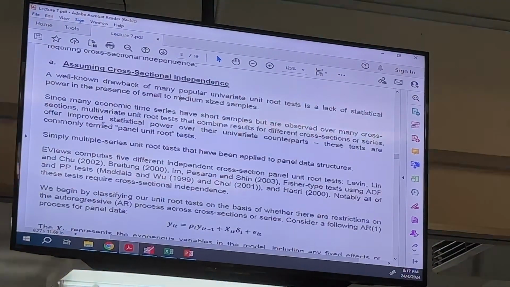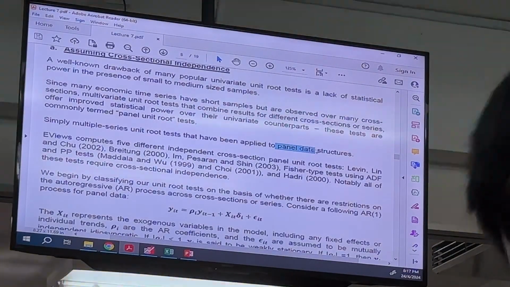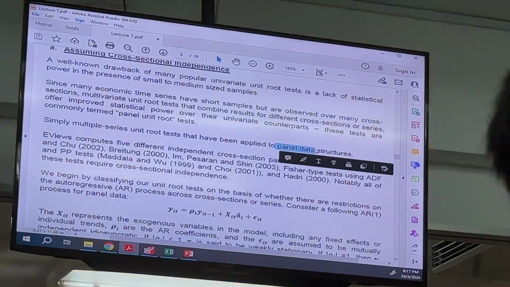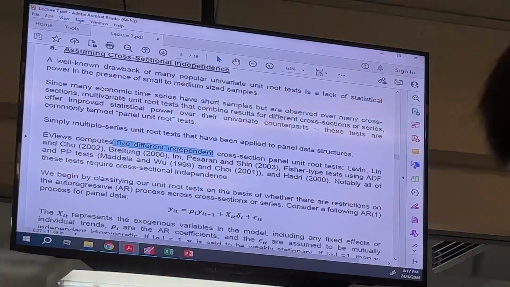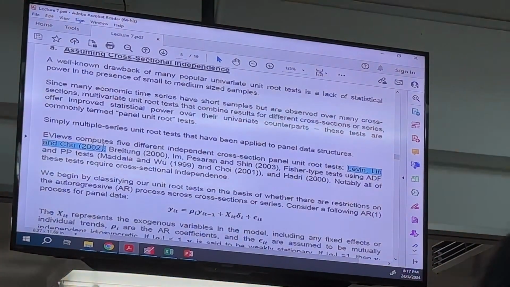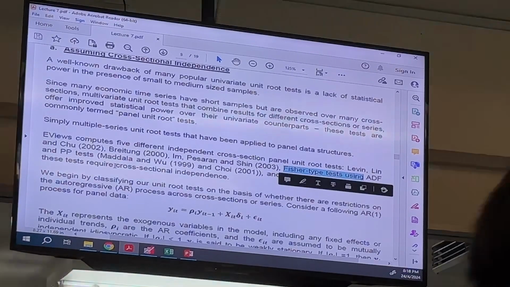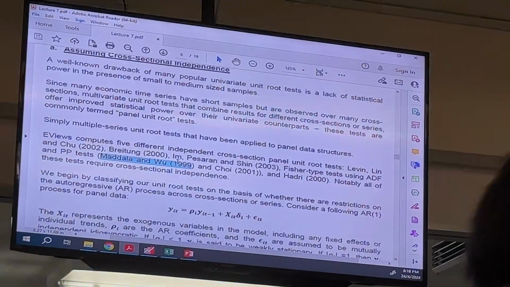So what we normally use is the panel unit test. It is just the unit root test applied to the panel data structure. We have at least five different independent cross-section panel unit tests. Which are the five? We call the first Levin, Lin, and Chu in 2002. It is called that because the test was proposed by Levin, Lin, and Chu in 2002. Once published, they name the test Levin, Lin, and Chu 2002. This also applies to other tests: Breitung 2000, Im, Pesaran and Shin 2003. We also have the Fisher test using the ADF test and PP test, proposed by Maddala and Wu, 1999, and Choi 2001.